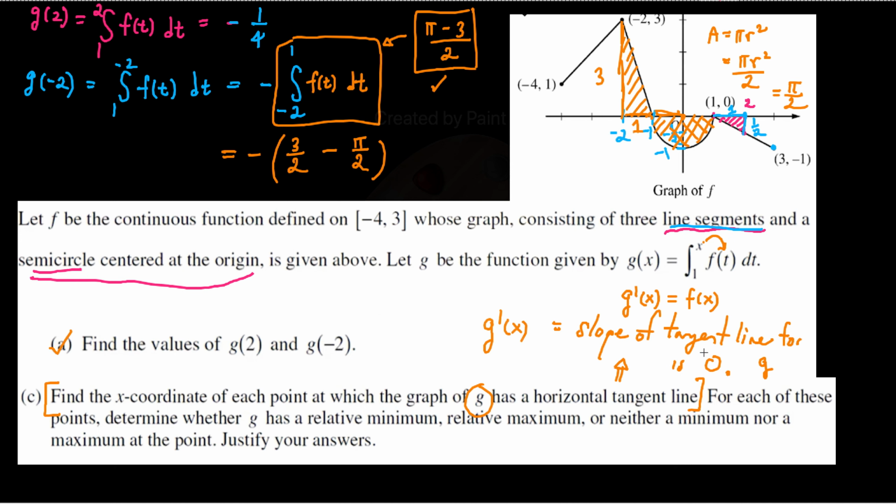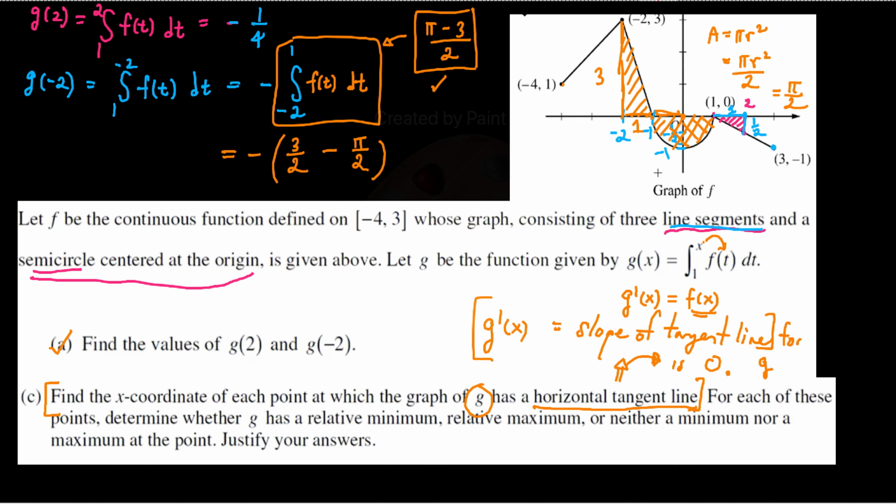And I want to find out when it is 0, right? So I want to find out when G prime of x equals 0, which is when f of x equals 0. f of x represents the slope of the tangent line for G. I want to find out when G has a horizontal tangent line, that is, the slope of the tangent line is 0. And G prime of x is just the slope of the tangent line, and G prime of x is f of x in this case, which is what they gave me right here.